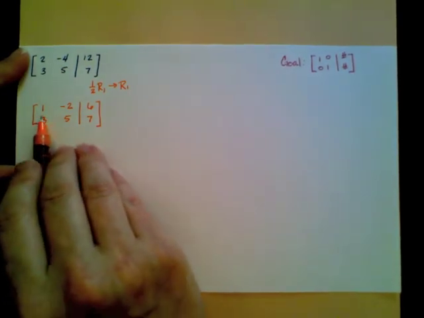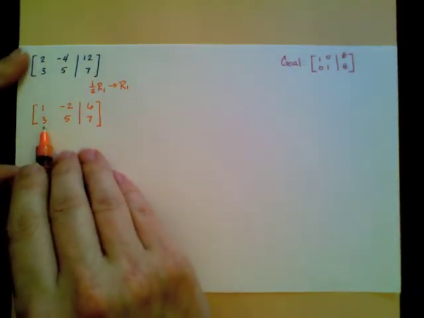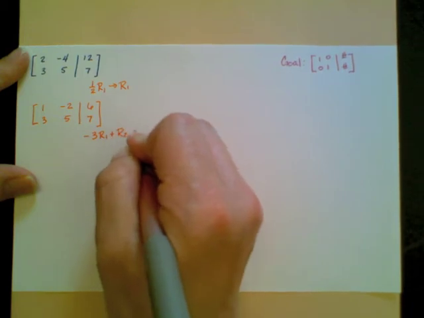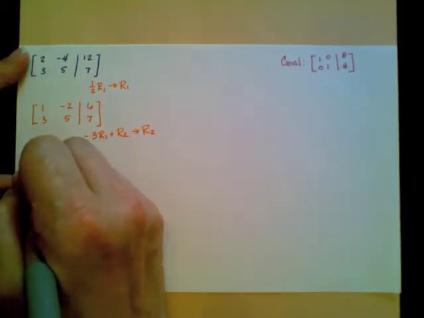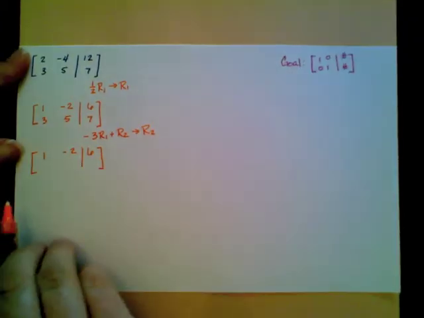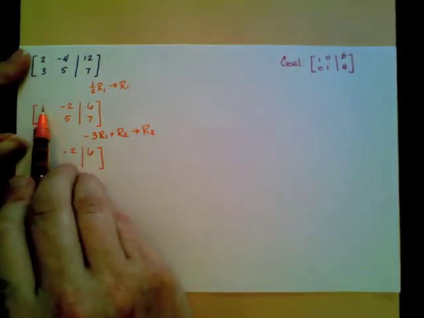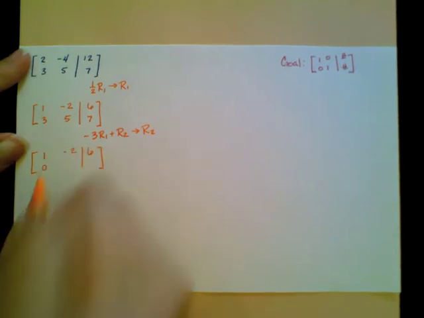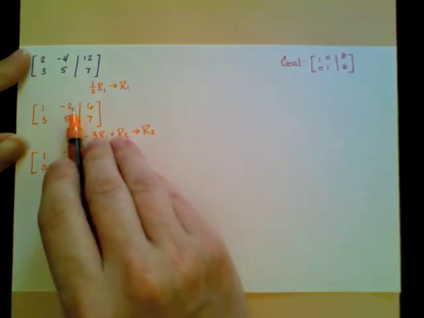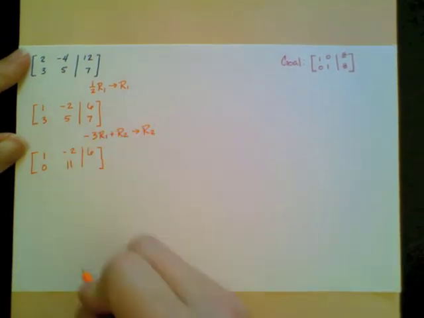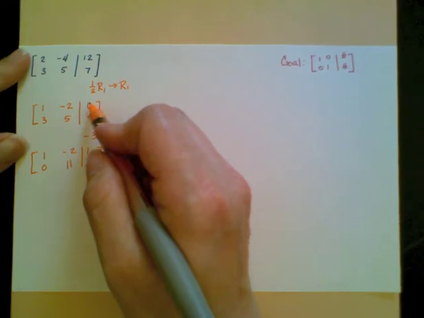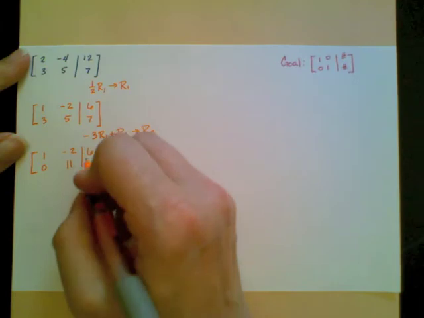Now I need to change this 3 into a 0. Because remember, we work column by column, getting our 1 and then getting our 0. So I'm going to do a -3 times row 1 plus row 2, and I'm going to store that in row 2. I've just recopied row 1 because that's going to stay the same. Now, -3 times 1 is -3, plus 3 is 0. -3 times -2 is +6, plus 5 is 11. I'm getting a very strong sense of deja vu here. -3 times 6 is -18 plus 7. Well, -18 plus 7 will be -11.